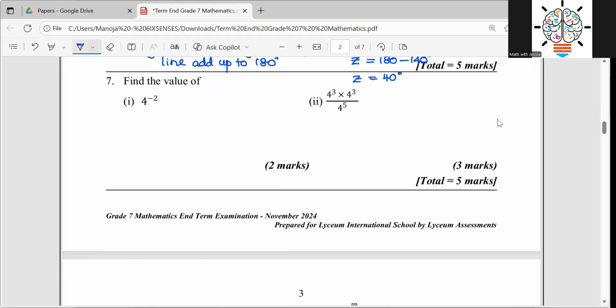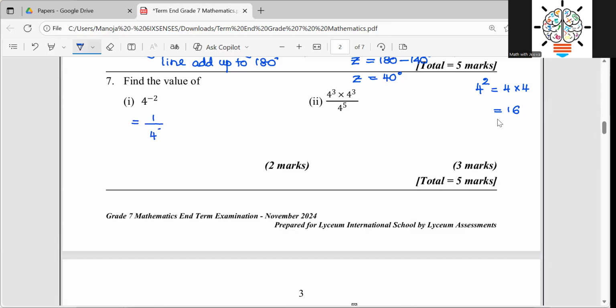You want to find the value. If it is 4 to the power 2, I know how to find the value. 4 times 4, the answer is 16. But here I can't find the value because it is a negative thing. So then if it is negative, first what you want to do is convert this into positive.